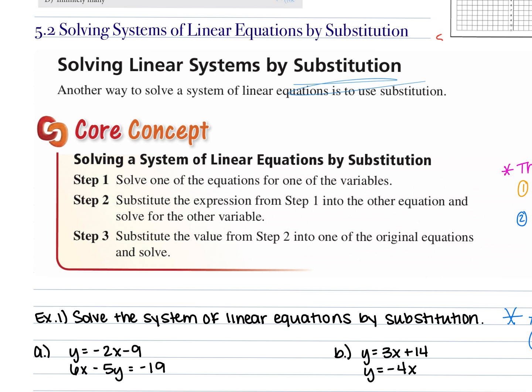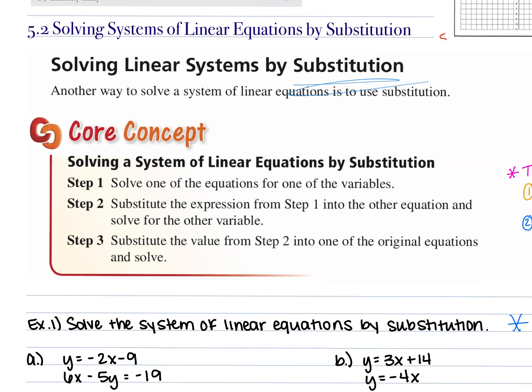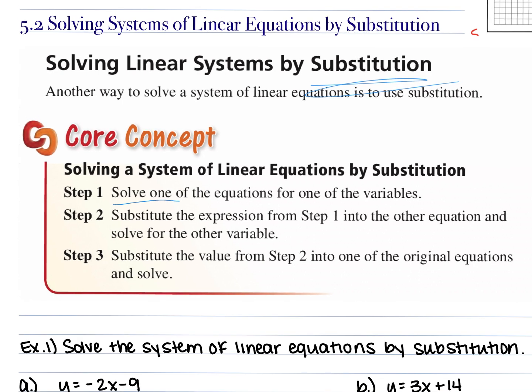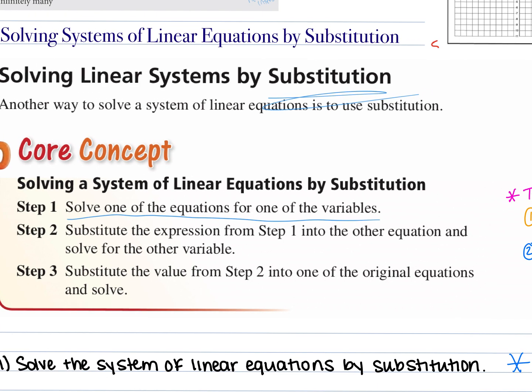Now, I would say about 50% of you are going to be like, I prefer substitution to graphing by the end of this, okay? The reason it's more convenient is you don't have to graph it at all. Sometimes you don't even have to change your equations at all, okay? So step number 1 is you solve one of the equations for one of the variables, okay? In other words, we isolate one of our variables. Write that down.